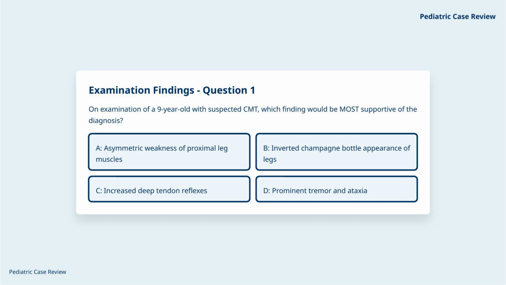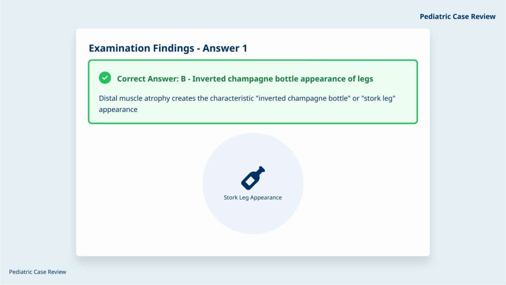Let's examine a 9-year-old with suspected Charcot-Marie-Tooth disease. Which finding would be most supportive of the diagnosis? A. Asymmetric weakness of proximal leg muscles. B. Inverted champagne bottle appearance of legs. C. Increased deep tendon reflexes. D. Prominent tremor and ataxia. The correct answer is B.